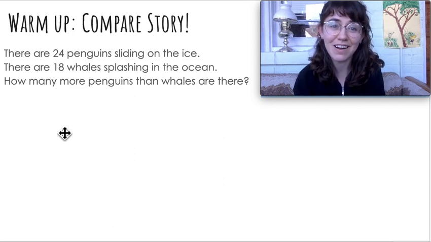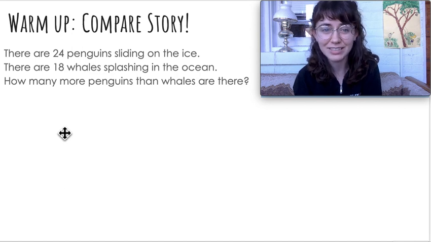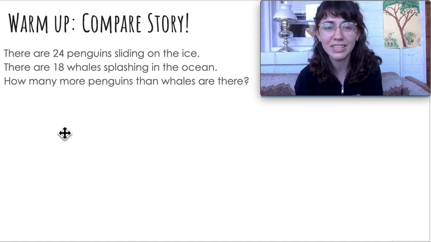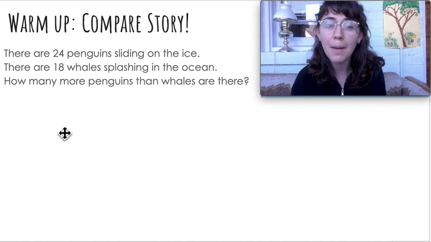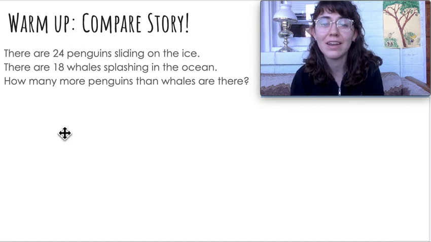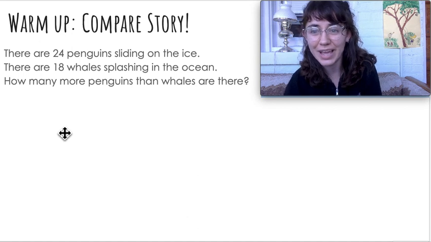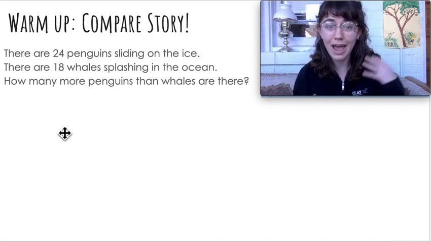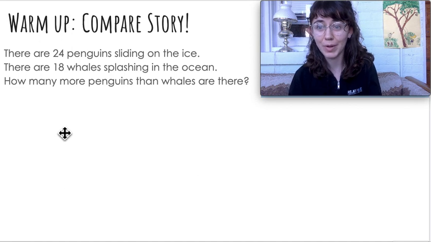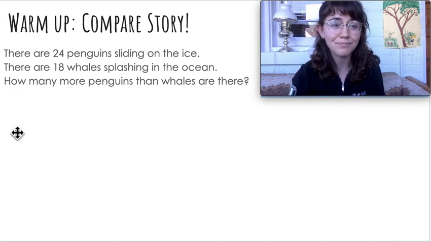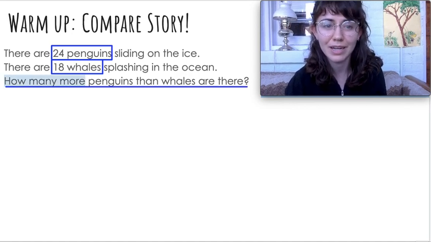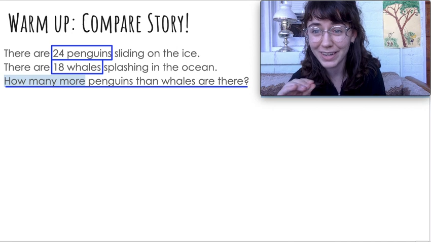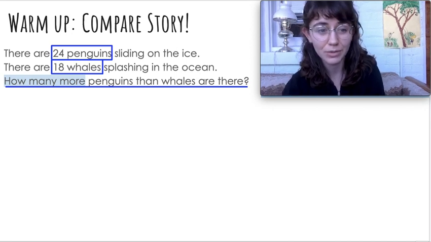The story says there are 24 penguins sliding on the ice. There are 18 whales splashing in the ocean. So how many more penguins than whales are there? So we're comparing how many penguins to how many whales, and we want to find the difference amount. So 24 penguins, 18 whales, how many more penguins than whales are there? That how many more part is kind of our key clue that it's a comparison story.